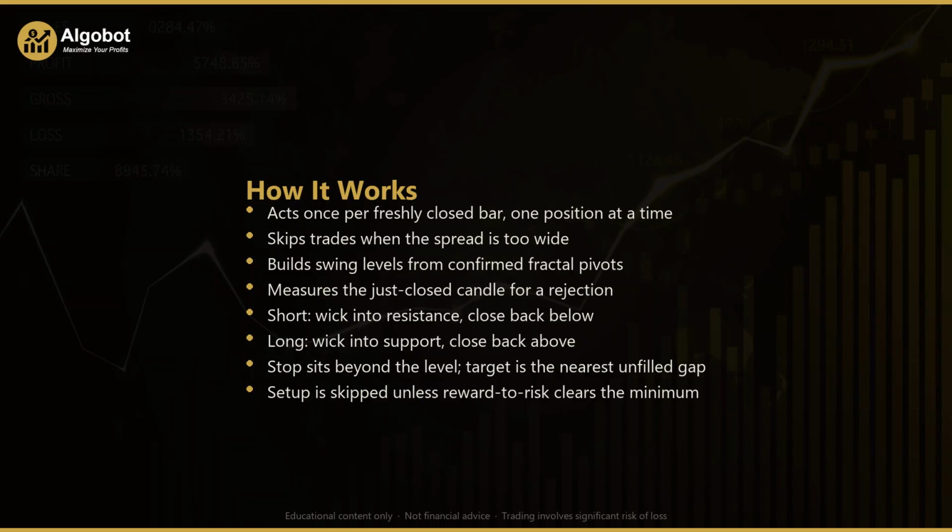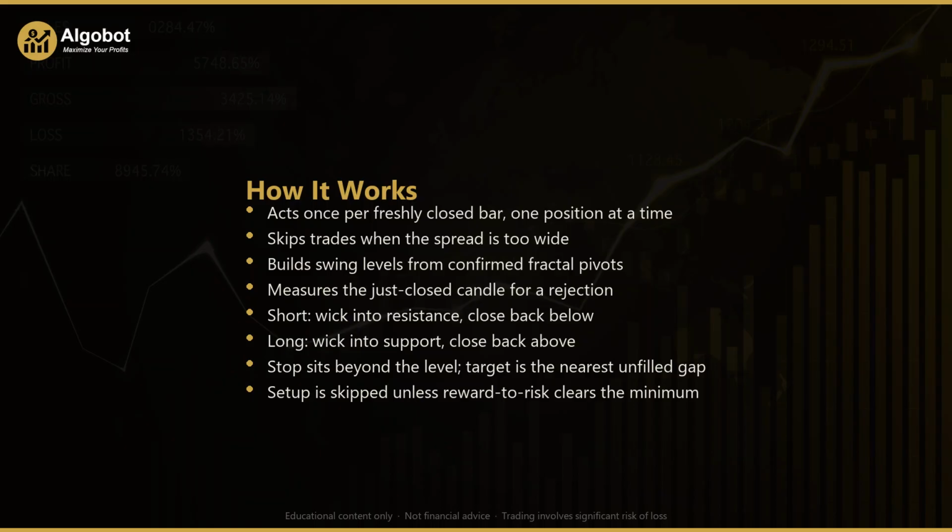Then the strategy harvests its swing levels. For each candidate bar, it checks whether the high tops every neighbor within the pivot leg on both sides, which marks a resistance, or whether the low bottoms them, which marks a support. These confirmed pivots become the ceilings and floors.